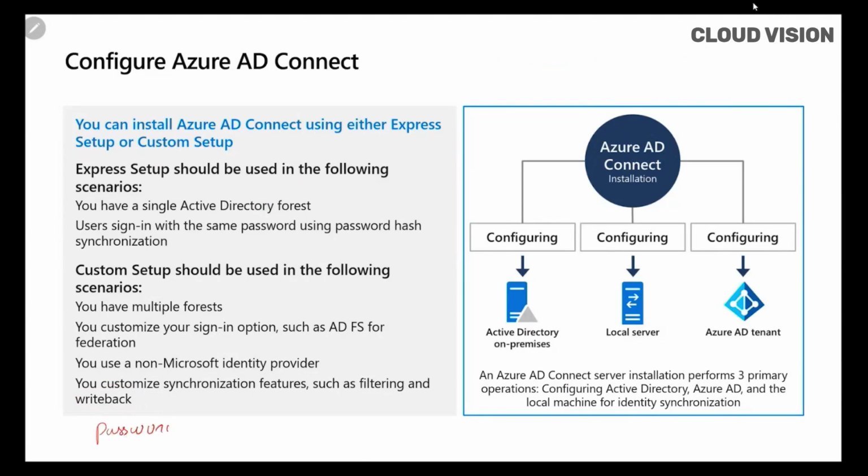This will allow your users to reset passwords in the cloud. We have the device write back capability, that will allow you to sync devices in your on-premise, the ones that are connected to your Azure Active Directory. And then we have the group write back feature that will allow you to synchronize groups that are created in your Azure Active Directory. So if you want to use some of these customized synchronization features, you have to go with the custom setup.